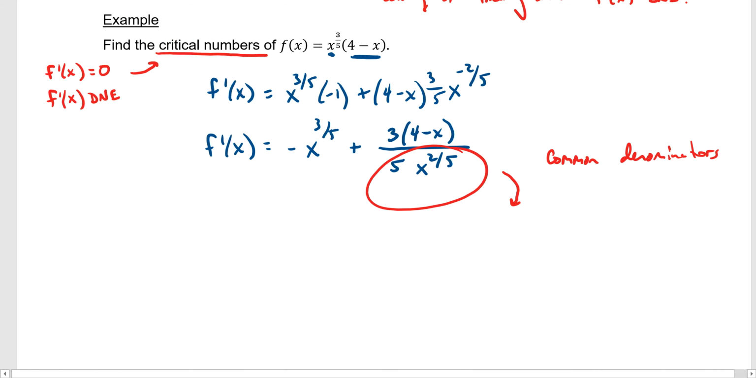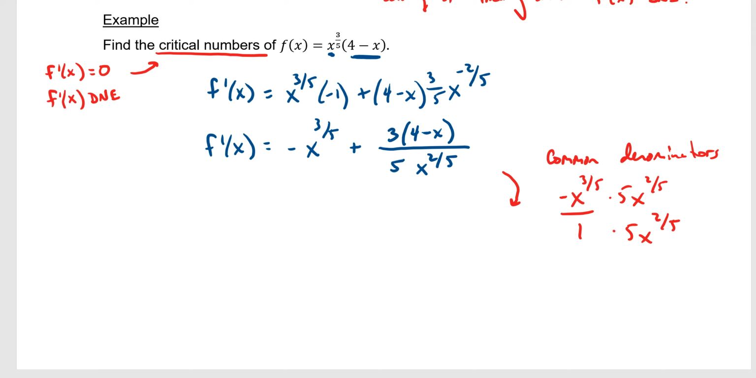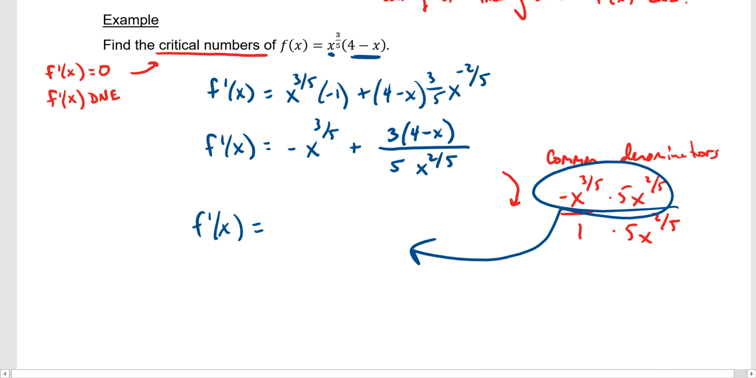The common denominator, the least common denominator would be 5x to the 2/5, which means we have to multiply that first term by 5x to the 2/5 divided by 5x to the 2/5. We have to multiply that in the numerator and denominator. And this numerator actually simplifies kind of nicely. Remember, when we are multiplying common bases, we add the exponents. 3/5 plus 2/5 actually equals 1. So that one's kind of nice.